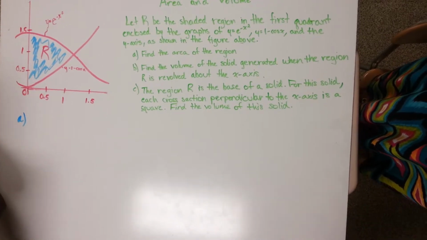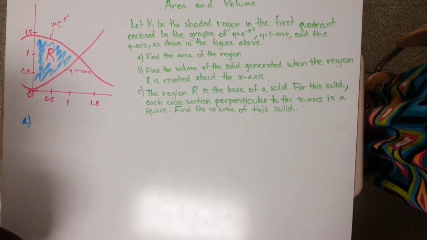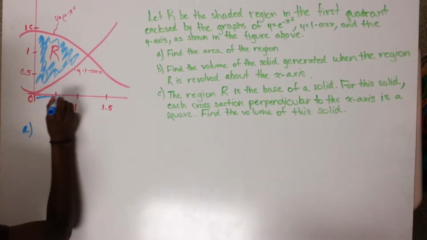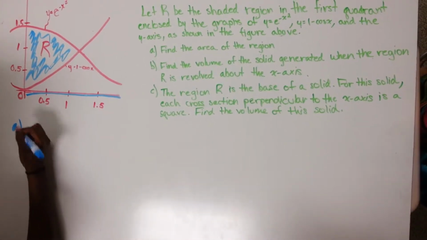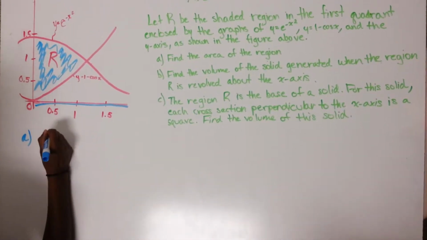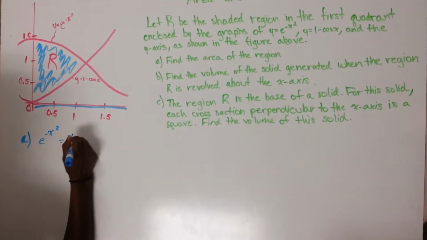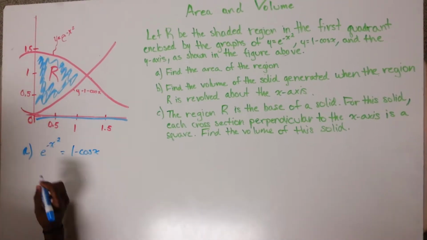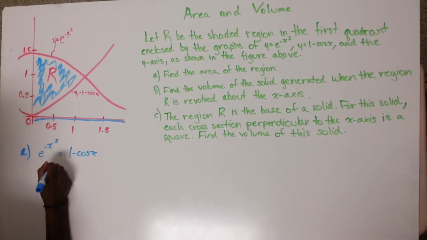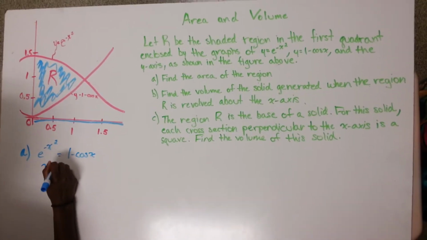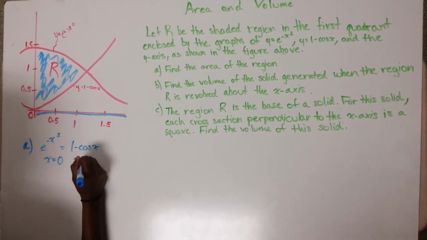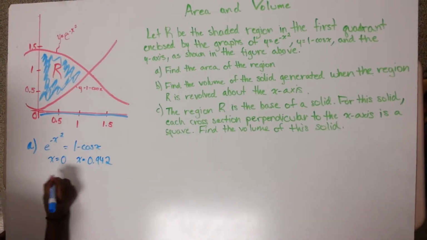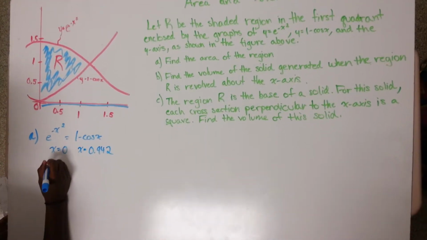So, first thing we have to do is find our limits. We will be using the limits on the x-axis right here. So you set the two equations equal to each other. So you have e to the negative x squared equals 1 minus cosine x. And when you put them into your calculator, you should get x equals 0 and x equals 0.942. Okay? Now that you have your limits, you have to do your integral.